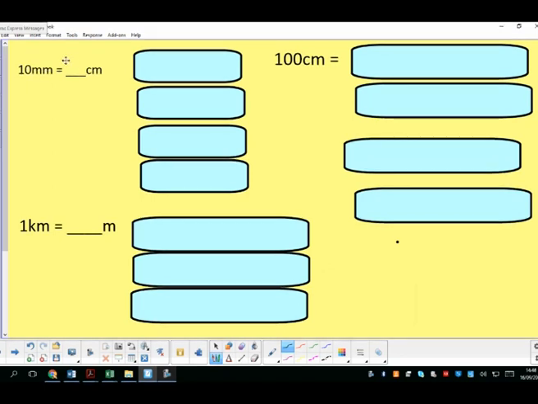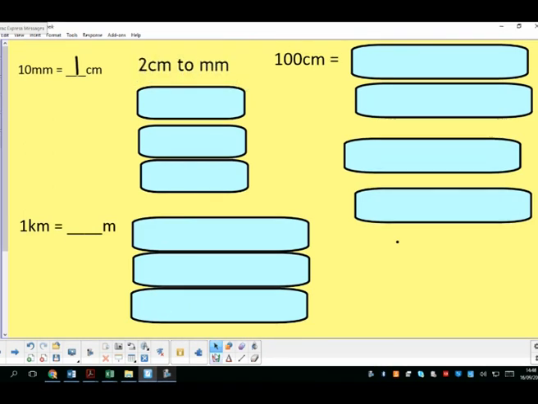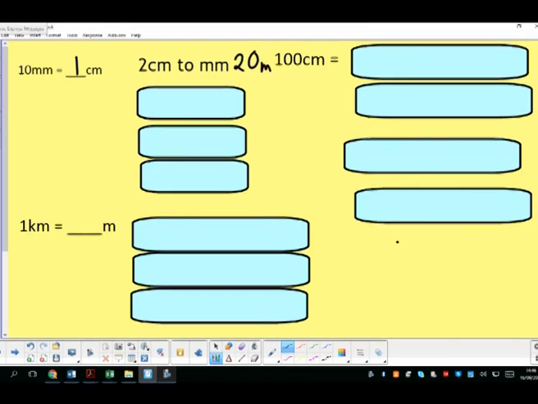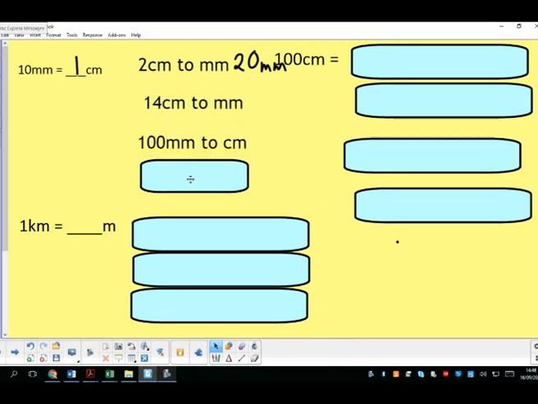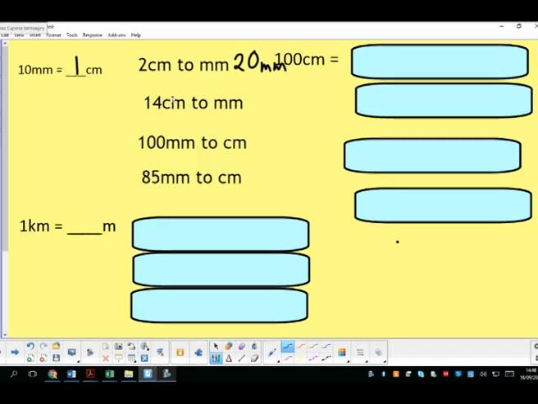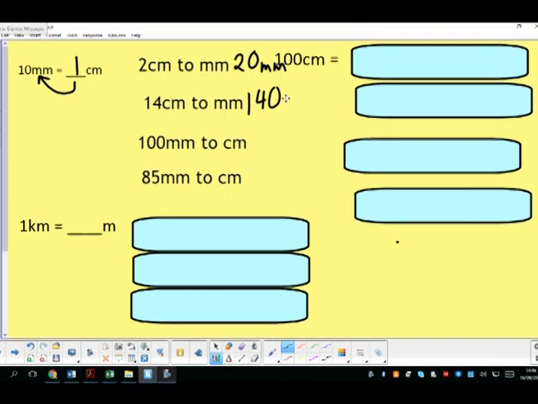Here we've got 10 millimeters, and we just saw that 10 millimeters is 1 centimeter. So we've got this first one, 2 centimeters. Well, if 10 millimeters is 1 centimeter, 2 centimeters is going to be 20 millimeters. So 14 centimeters. Well, if 2 centimeters is 20, look, we're timesing by 10. To get from centimeters to millimeters, we're multiplying by 10, which gives us 140 millimeters.